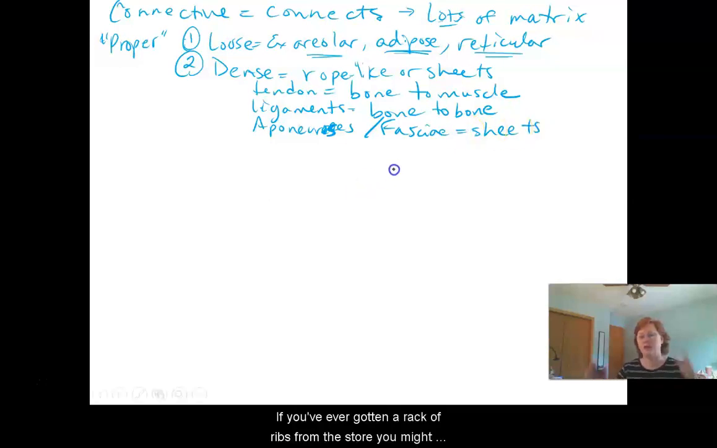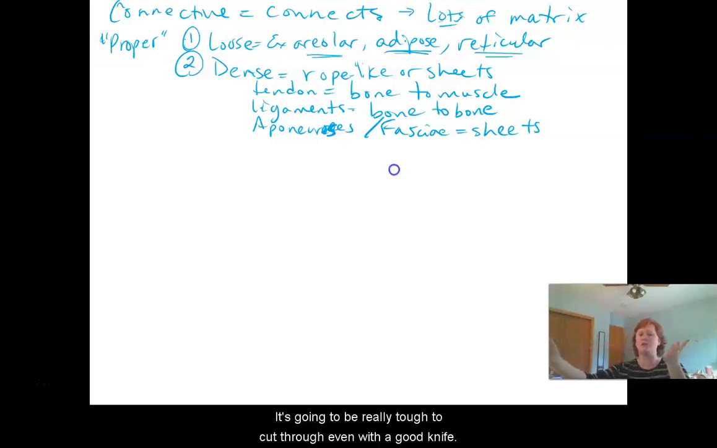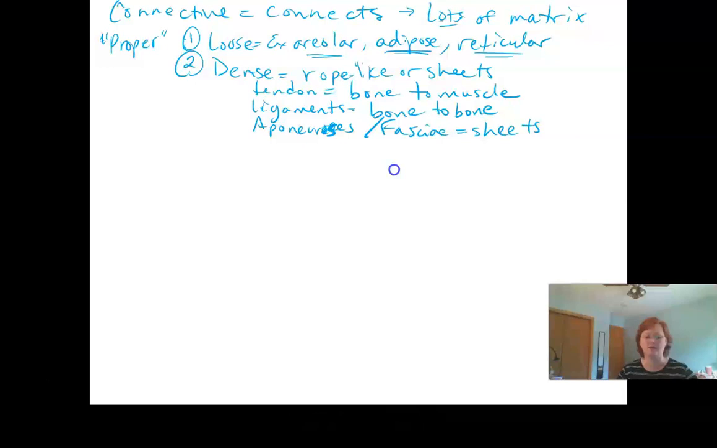If you've ever gotten a rack of ribs from the store, you might have noticed there's a tough connective tissue sheet on the back side of it, which is really the deep surface of that rib, and you have to peel that off before you can cook the ribs. It's going to be really tough to cut through even with a good knife.